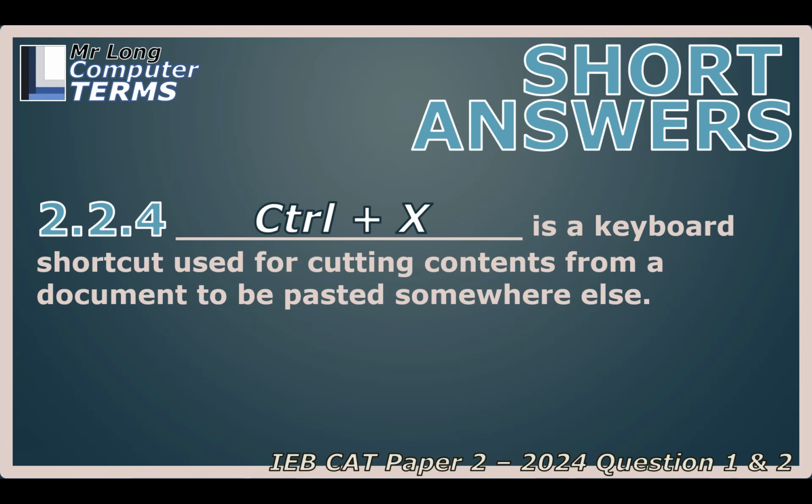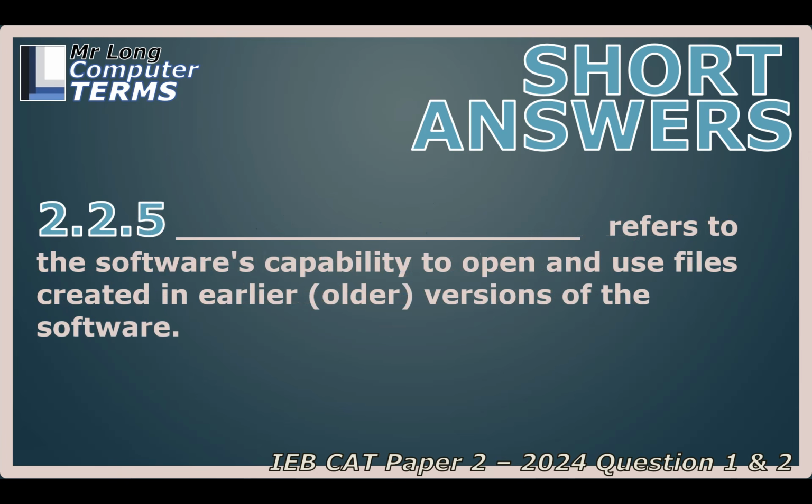All right, last question. Blank refers to a software's ability to open and use files created in older versions of itself. That crucial feature is backward compatibility. And why is that so important? Think about a business that has documents going back 20 years. When they upgrade their software, they need to know that all that old work won't be lost. Backward compatibility guarantees that everything still works.